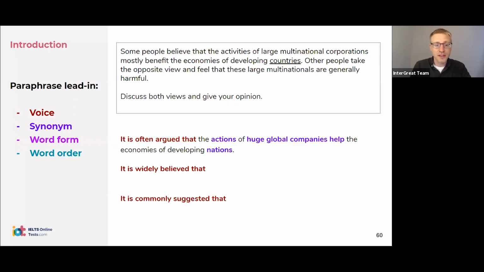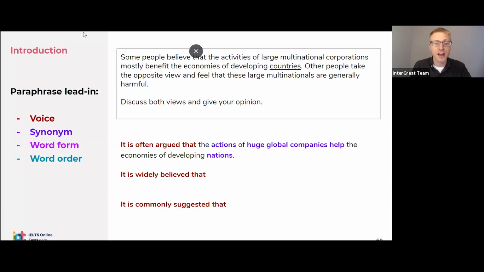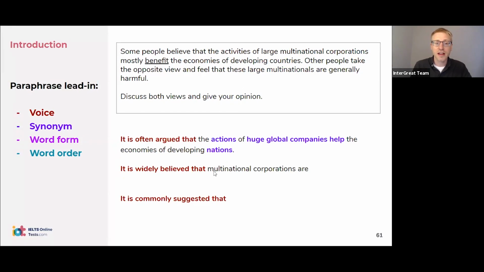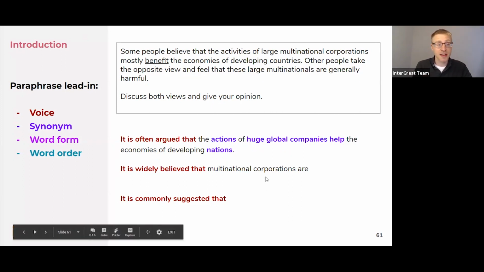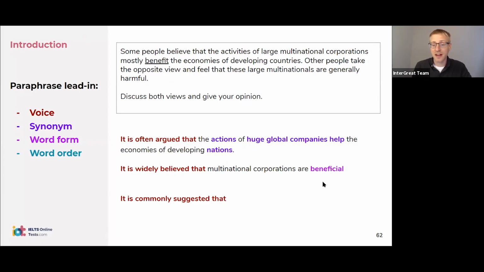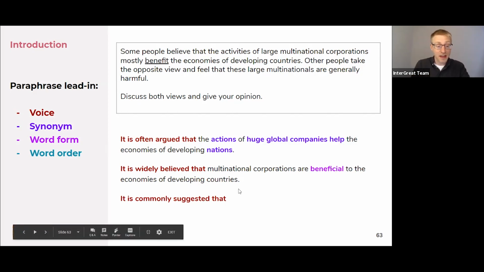How can we do this with word form? So here's another example of paraphrasing. It's widely believed that multinational corporations are, now instead of saying benefit, I could say, excellent, Godze, we can say beneficial, exactly. Beneficial to the economies of developing countries. This is using the same word, but a different form. Ooh, I like it, advantageous, good. That's also changing the form, excellent.